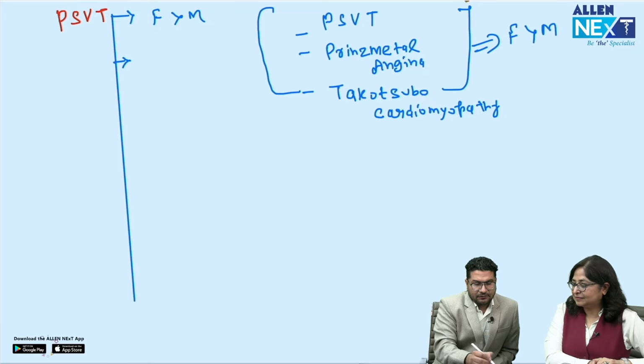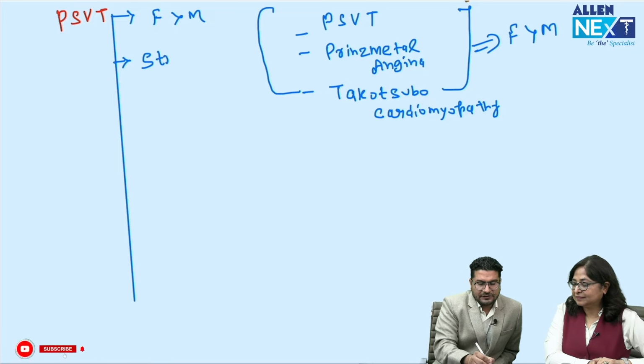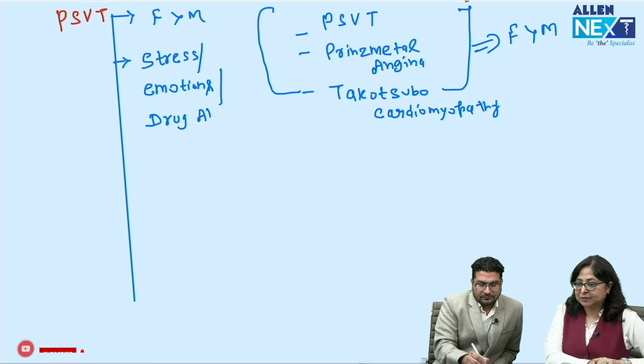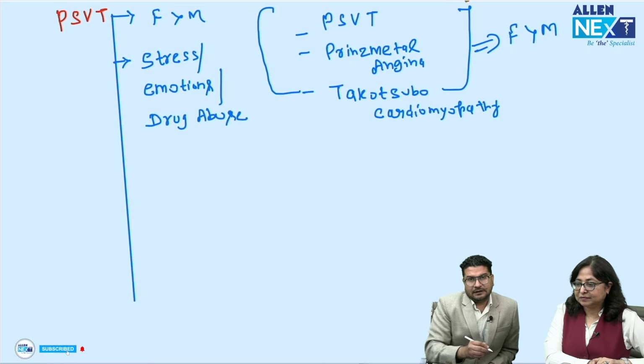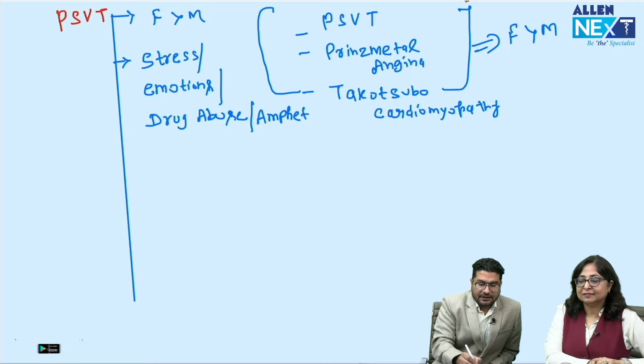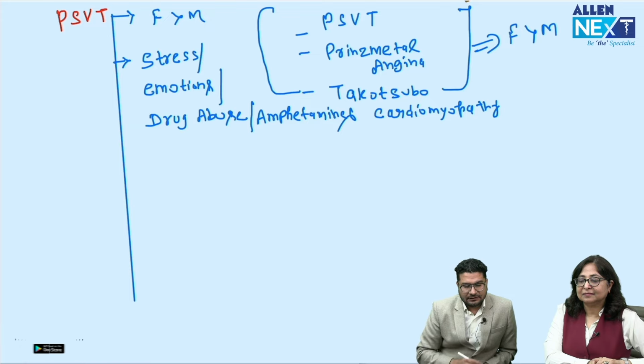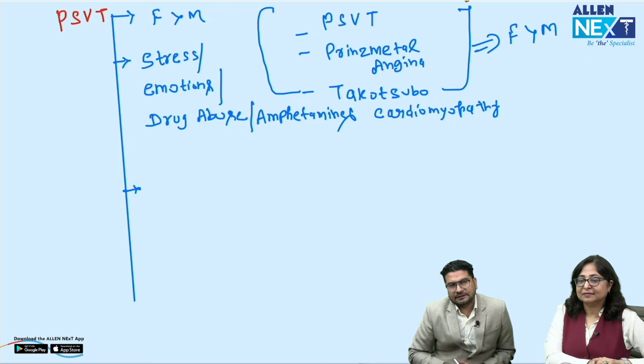So PSVT, the type of question they ask you in the exam is like, this is a type of arrhythmia which can be triggered because of stress, because of emotions, or sometimes it can be due to some drug abuse, especially drugs of abuse like amphetamine. So amphetamines, cocaine, tobacco, these are the drugs which can precipitate the attack of PSVT. The specialty about this arrhythmia is, for all arrhythmias, the gold standard and the best test is ECG.